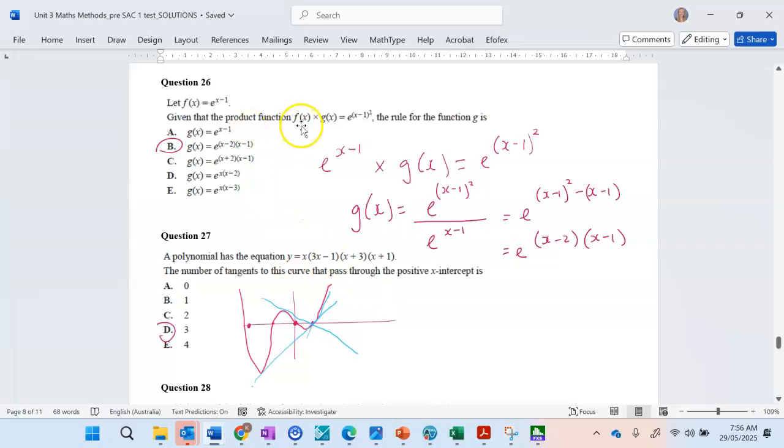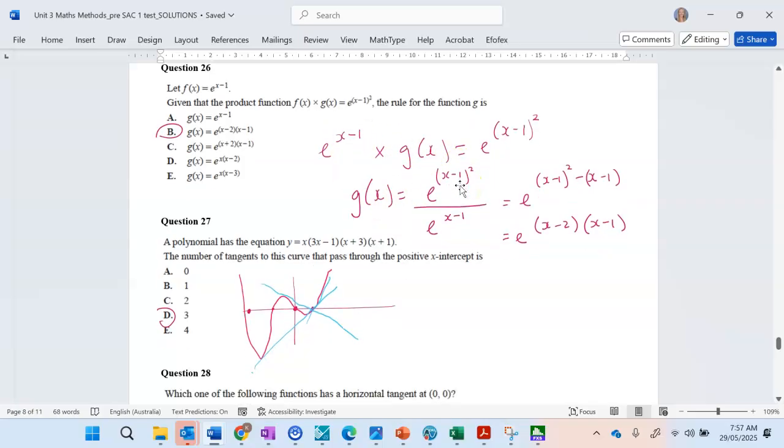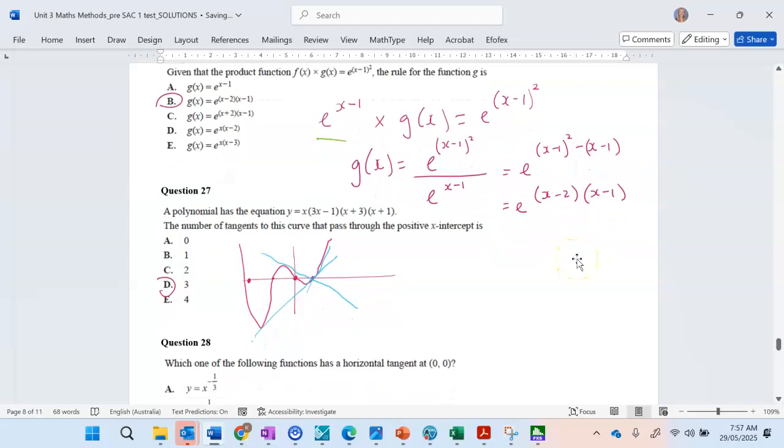So we've got the product function f of x times g of x is equal to this. So we've got f of x, and then we've got the product function. So f of x is e to the power of x minus 1 times g of x is equal to this. So I just set up an equation and solved for g of x. Even though we're used to solving equations for x, here we're solving an equation for a function. So I just brought the e to the power of x minus 1 over to the right-hand side, and just had to do some tidying up, which I think I did with the support of a calculator.